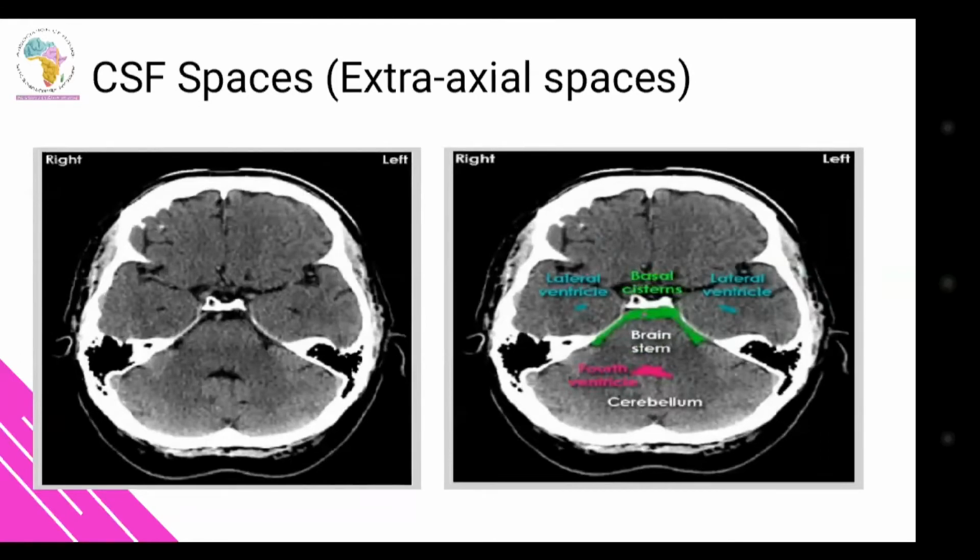Then you have the cisterns here. And this cistern here is the suprasellar cistern, which is typically star-shaped. And here you have the fourth ventricle, indented here, which has the shape of an inverted.